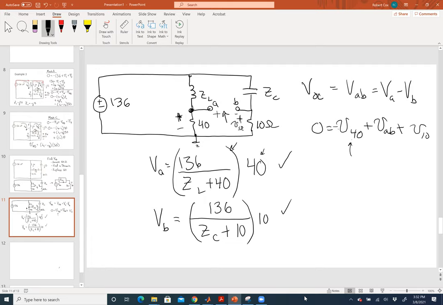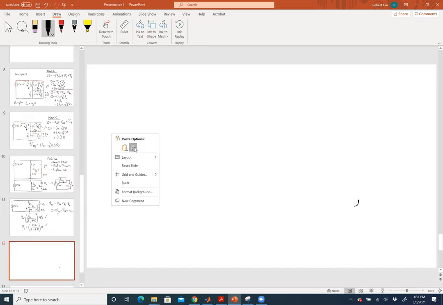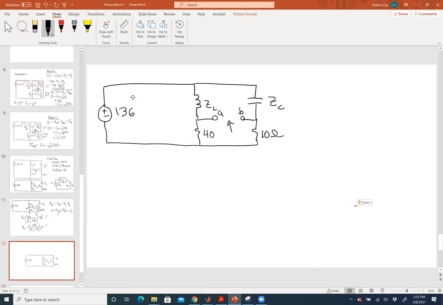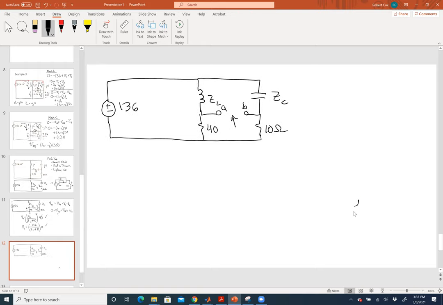Mm-hmm. All right, so then the other piece for me is, if I have this same circuit again, I've got to find the ZEQ. How do I do that? Turn off the voltage source. Which does what to a voltage source when I turn it off? It opens it up, right? Or sorry, it shorts it.